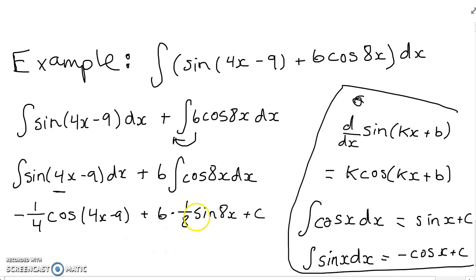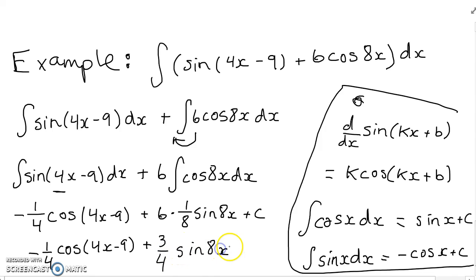6 times 1 over 8 can be written as 6 over 8. So our final answer is negative 1/4 cos of 4x minus 9 plus 6 over 8, which we can write as 3/4, sine 8x plus c. And that is your final answer.